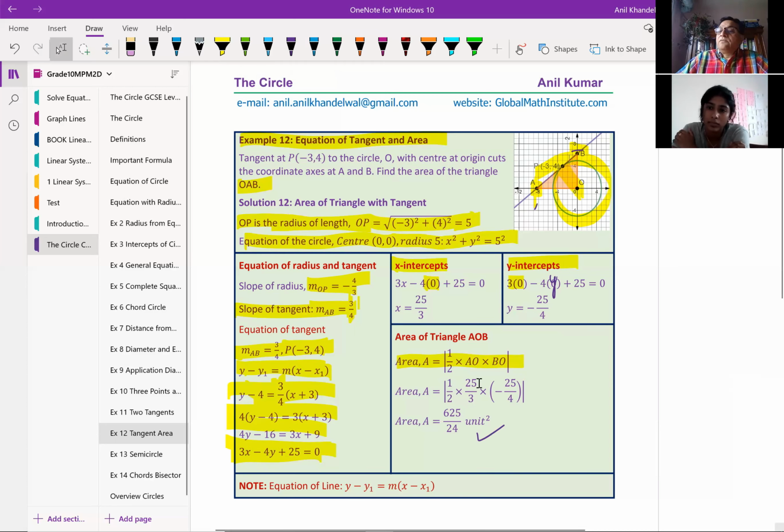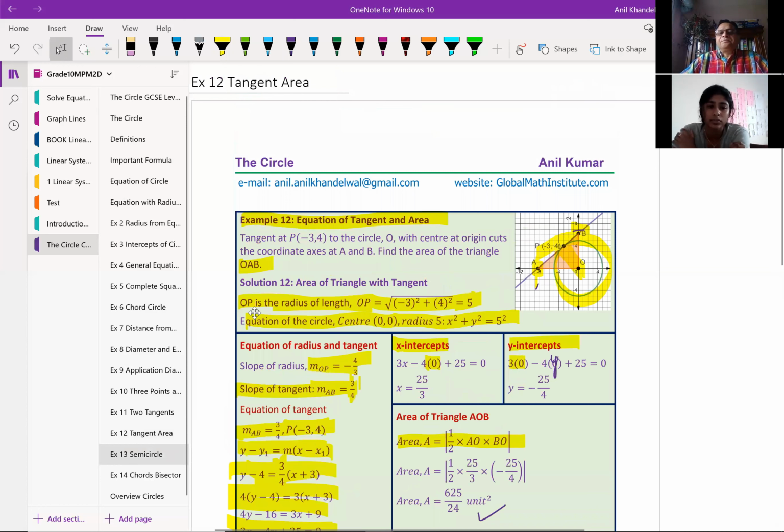But anyway, this is a very interesting question. Your circle may not be at the center, which makes it more interesting, but the idea is clear, right? The radius and tangent will be at right angles. That gives you the slope. Once you have the slope and a point, you can find the equation. And once you have the equation, you can find the intercepts. Clear?